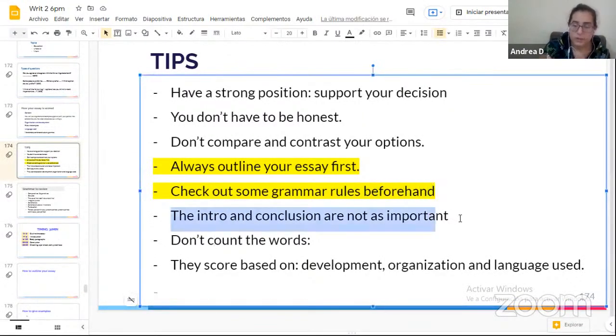Now, what else could I say? The conclusion and the introduction are never going to be as important as the body paragraphs, as the essay itself. So I think a mistake that most people make here is thinking that this is kind of a creative essay and you need to be super interesting and fun and have this big hook and try to catch the reader's attention. So that's not really the way to do it.